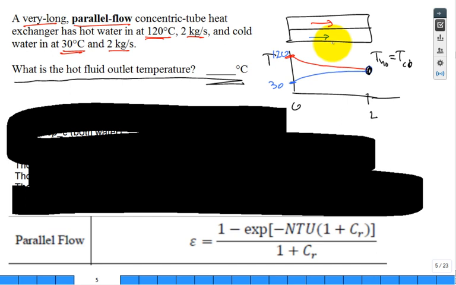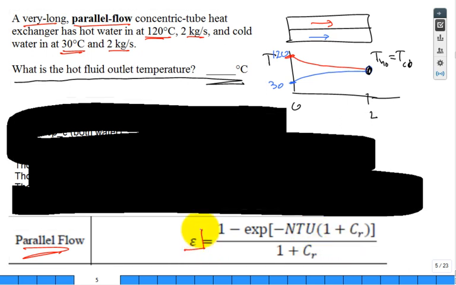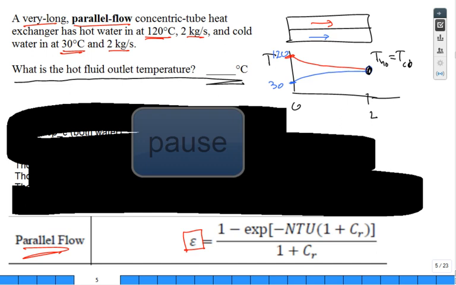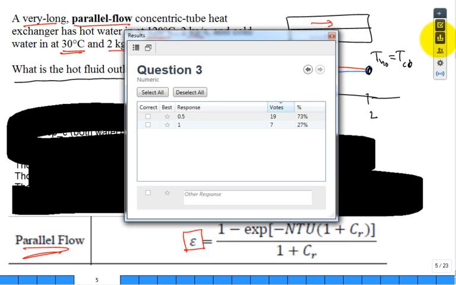Okay, so if I look down here, I say concentric tube parallel flow, I can find this relationship for the effectiveness, a function of NTU and C sub R, the ratio of heat capacity rates. Can you tell me what is effectiveness for this problem? Another numeric response. What is the effectiveness for this problem? And let's go ahead and show our results. And congratulations, it is a half.